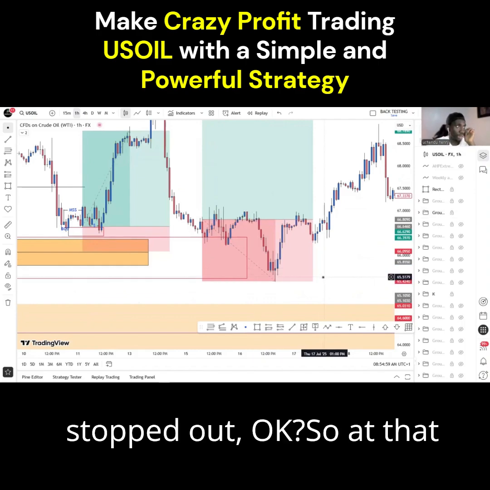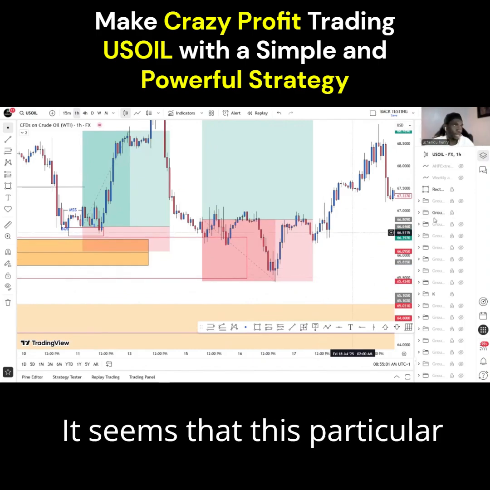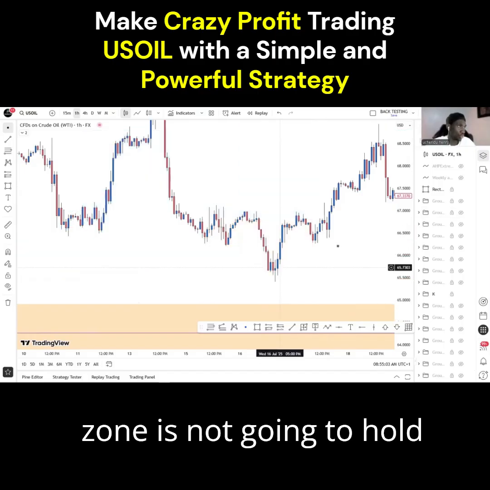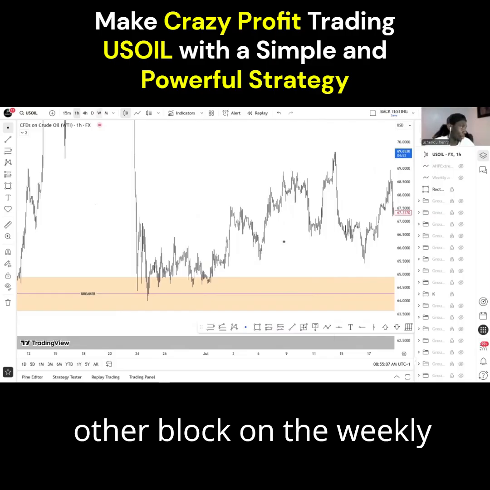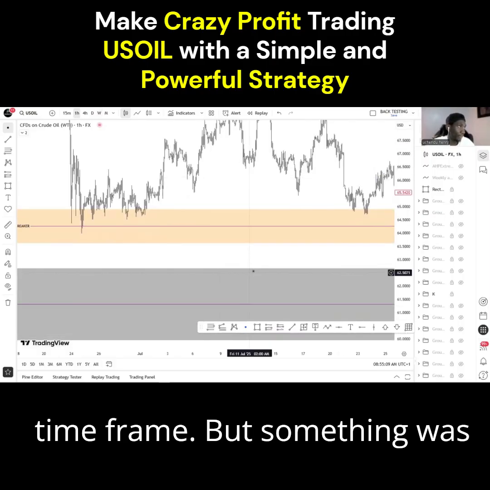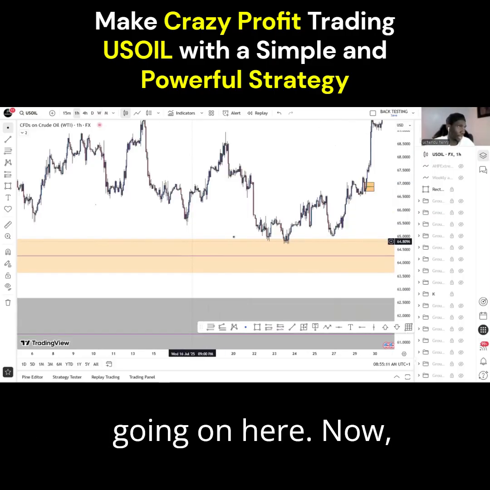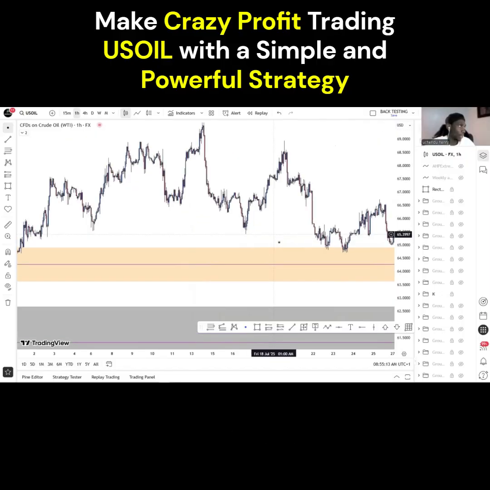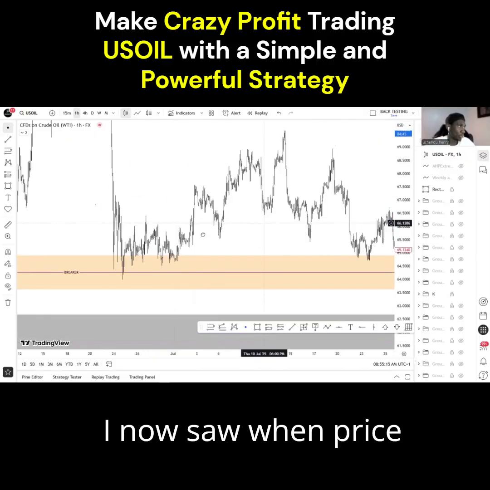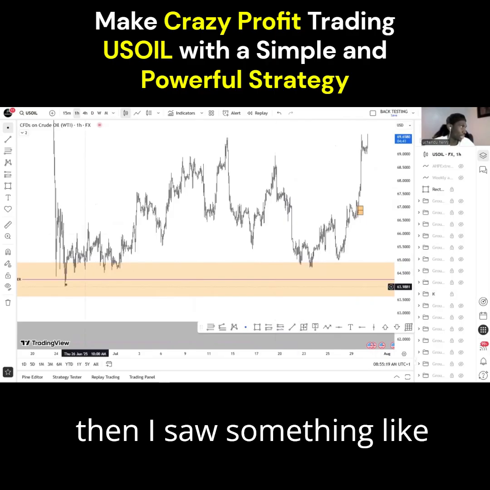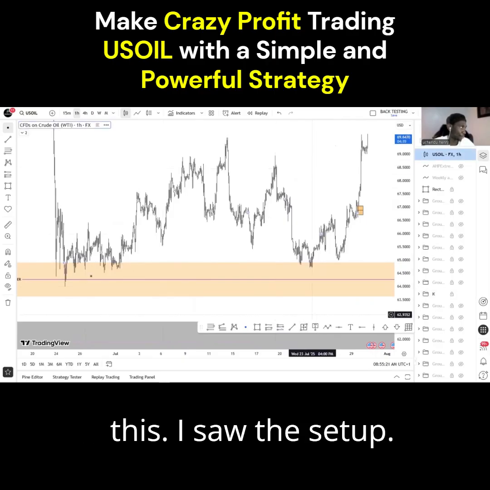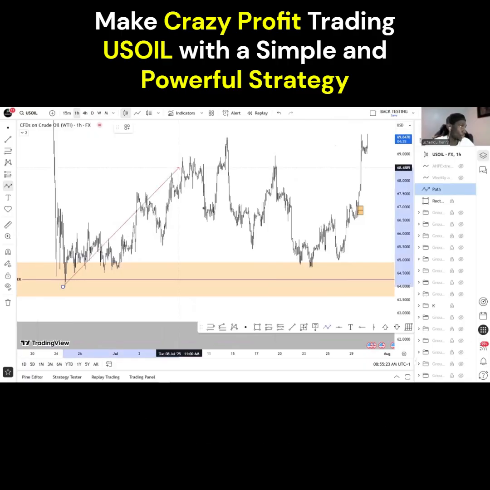Okay, so at that point I was like, okay, fine, it seems that this particular zone is not going to hold anymore. All right, so we have to now wait for this other block on the weekly time frame. But something was going on here. Now I saw when price dropped to this key level, I was able to use my part 2. Then I saw something like this. I saw the setup.